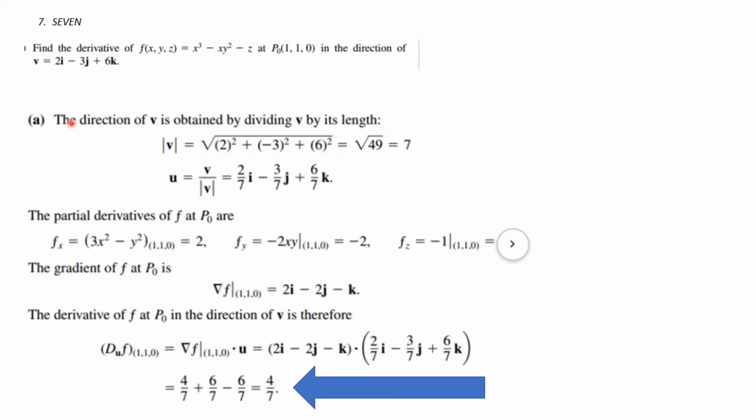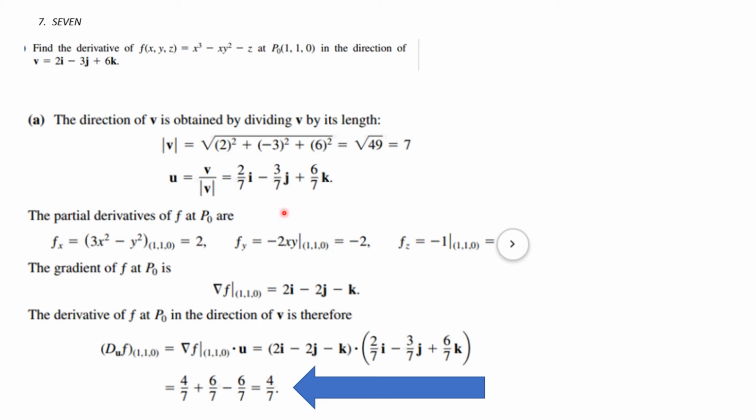Number 7, we wanted to find the direction of this multivariate function at a given point in a given direction. That means we wanted to find the directional derivative. Okay, so we need to change this into a unit vector. So the magnitude of this is going to be 7. So the unit vector in the same direction of v is this one.